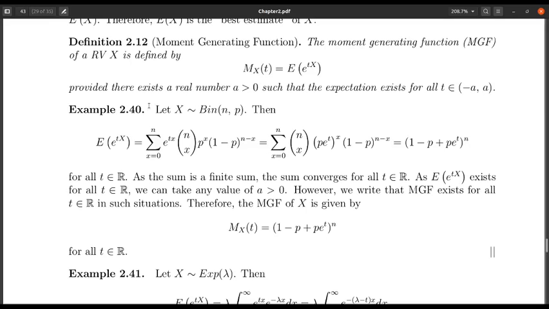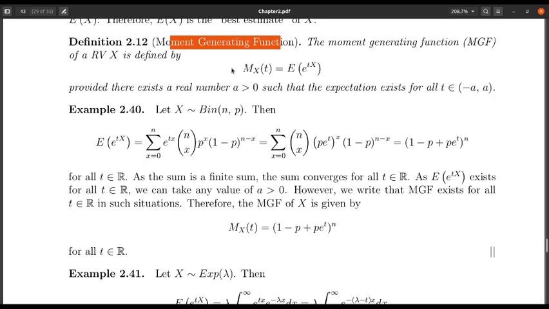In this lecture we are going to see the moment generating function of a random variable. As we proceed in the course, we will see that the moment generating function is actually a very important and useful tool in probability. So what is the moment generating function?